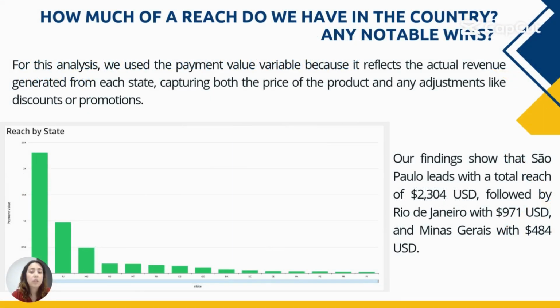How much of a reach do we have in the country? Any notable wins? For this analysis, we use the payment variable because it reflects the actual revenue in the country. In our findings, we saw that Sao Paulo leads with a total reach of 2,304 US dollars, then followed by Rio de Janeiro with 971 US dollars, and then Minas Gerais with 484 US dollars in the country.